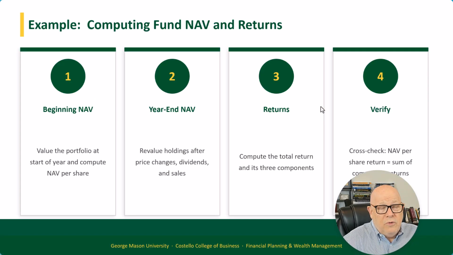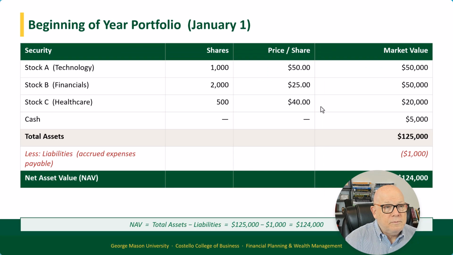So I want to work through an example. It's going to be a little more detailed than what they show you in the book. So I want to show you how you calculate the net asset value and how you calculate the returns on an overall mutual fund that then apply to the individual investors. So the first thing is we're going to calculate the fund's beginning net asset value based upon the investments they hold. We're going to calculate the ending net asset value. Then we're going to compute the returns, and then we're going to double check everything to make sure everything matches.